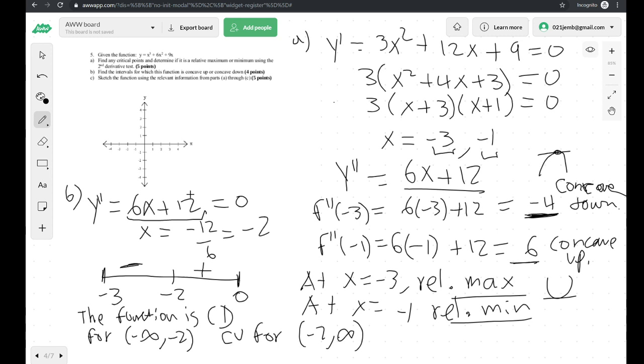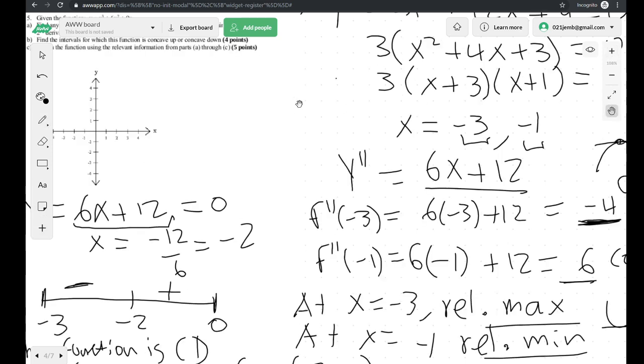All right. So let's see. Now the last part of this question is just to sketch the graph. Sketch the function using the relevant information. So let me zoom in into this graph and see what we got.